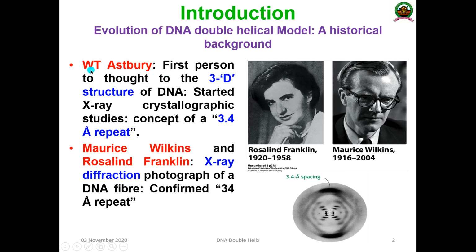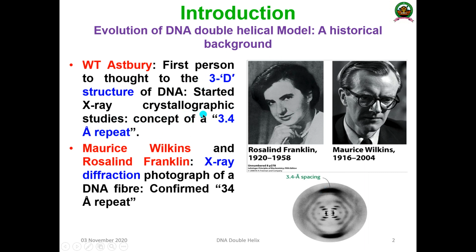The study was started by a great contribution by William T. Astbury, a scientist. He was the first person who thought about the 3D structure of DNA. He identified that DNA could have a 3D model, and he initiated the X-ray crystallographic studies and proposed the concept of the 3.4 angstrom repeat. While he carried out the X-ray crystallography, he could see that there are strands with spacing of 3.4 angstrom, and hence he proposed the concept of the 3.4 angstrom repeat.